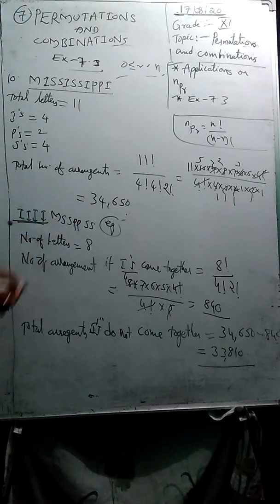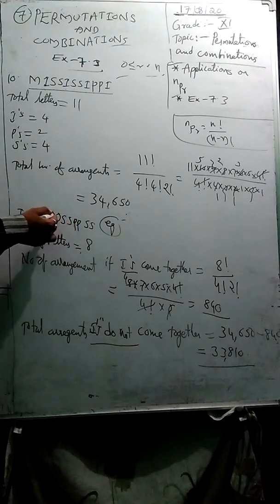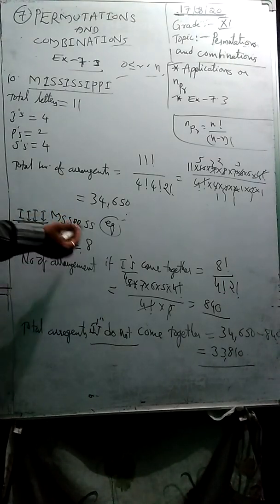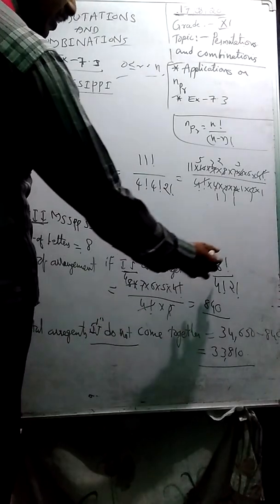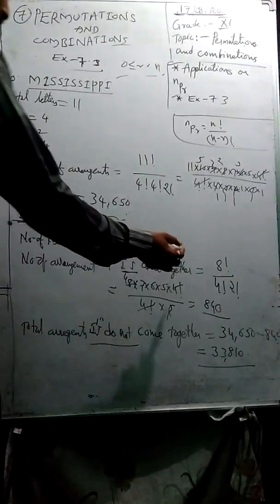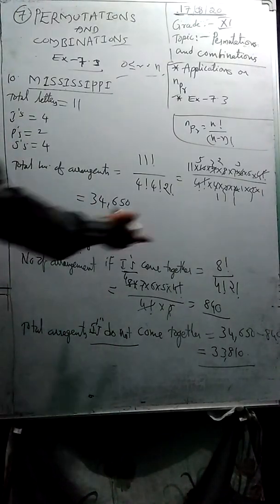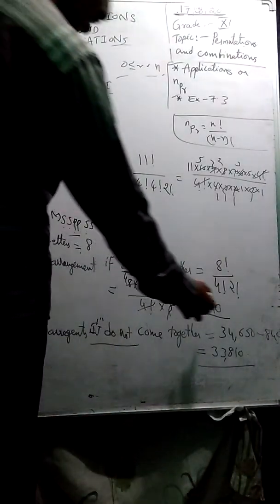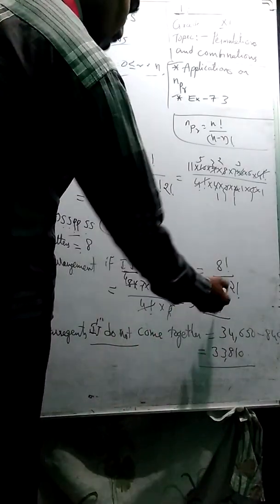But according to the question, I's do not come together. First, let us find how many arrangements are possible when I's come together. So we have 1, 2, 3, 4, 5, 6, 7 letters, and the I's together count as one letter only, making 8. The number of arrangements if I's come together is 8 factorial by 4 factorial, because S is repeating 4 times, and 2 factorial, because P is repeating twice. If you simplify and cancel, we get 840.